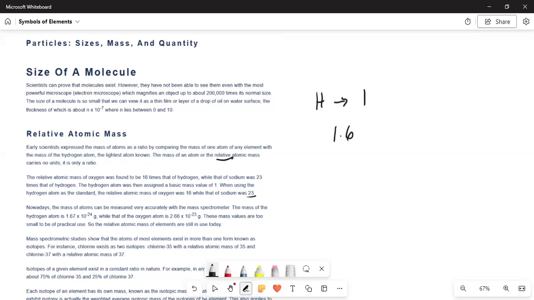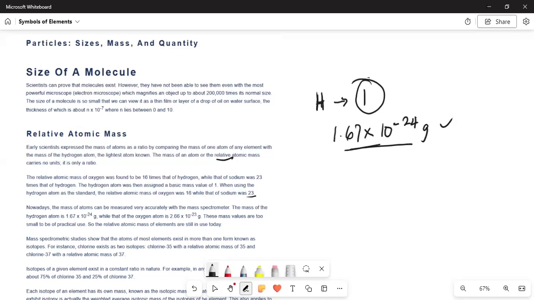Now, 1.67 times 10 to the power of negative 24 gram is the actual mass of hydrogen. And of course, this number is far, far smaller than the arbitrary value that was given as 1. So this is the actual mass of hydrogen. The one is just an arbitrary value, because hydrogen is the lightest element known to man. So they assigned a value of 1 to it and then compared every other element to it as a standard to determine their relative atomic masses.